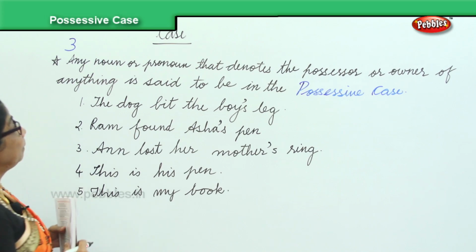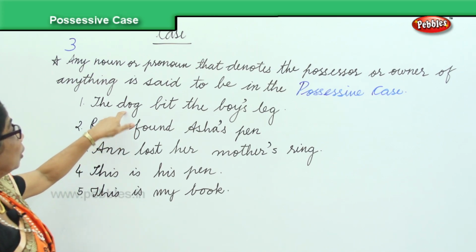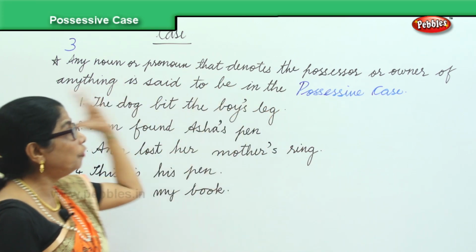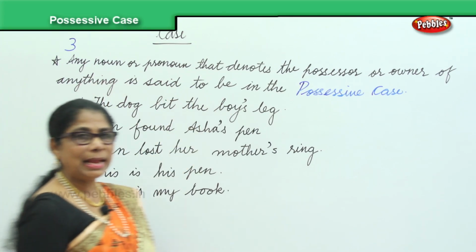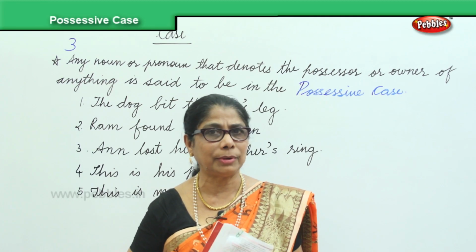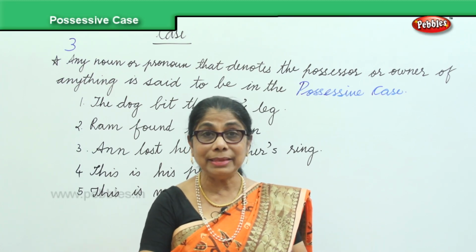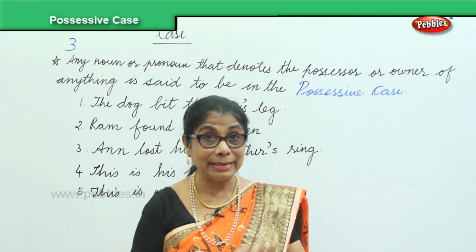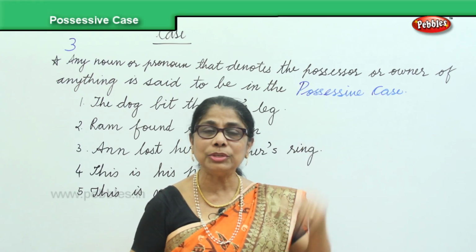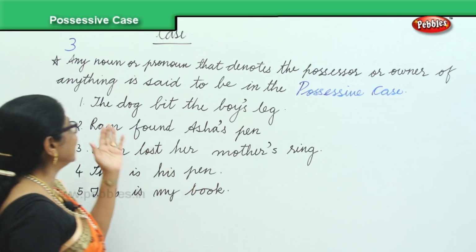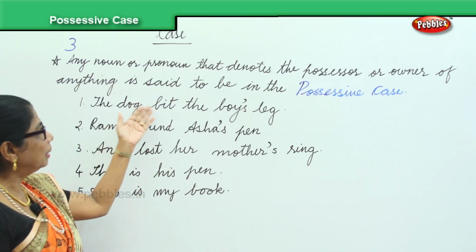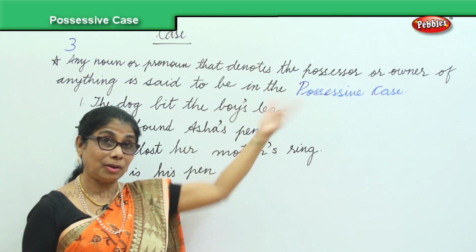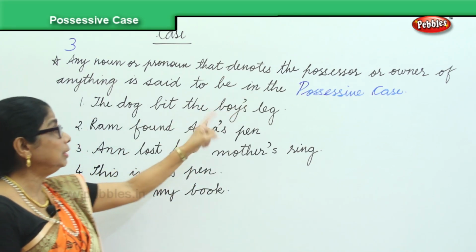You can say any noun or pronoun that denotes the possessor, ownership, owner of anything is said to be in the possessive case. As I told you, this is my book. Mine, I'm the owner. This is Kala's pen. Owner is Kala. This book is Mala's. Who is the possessor, owner? Mala. So now look at this sentence. The dog bit the boy's leg. Whose leg? The boy's leg. Not my leg.